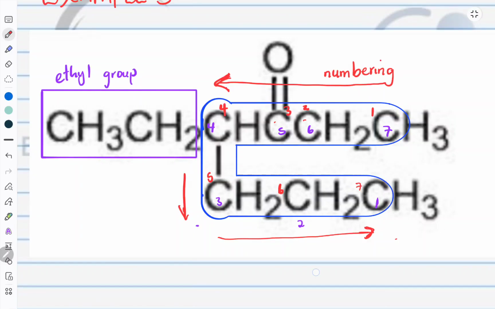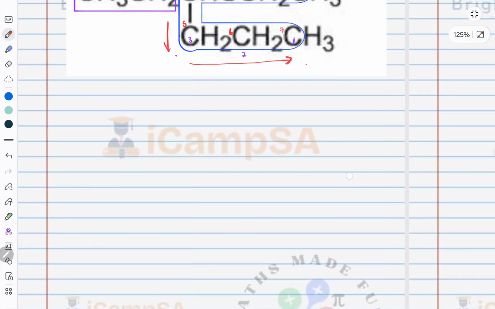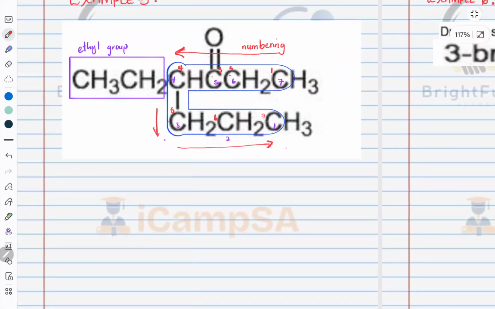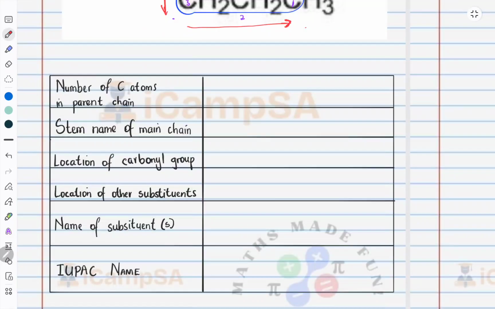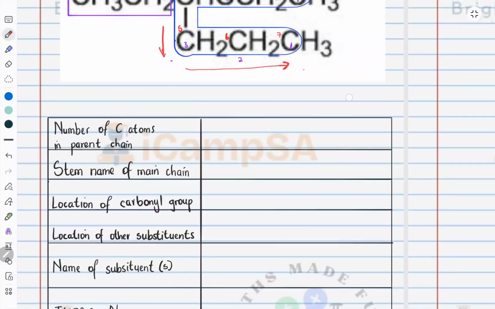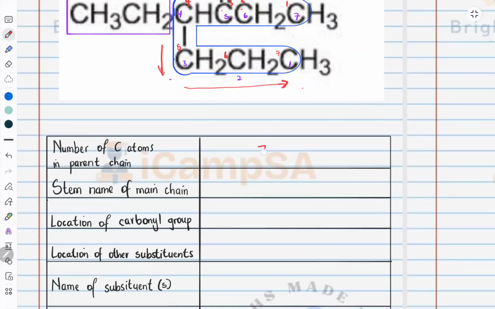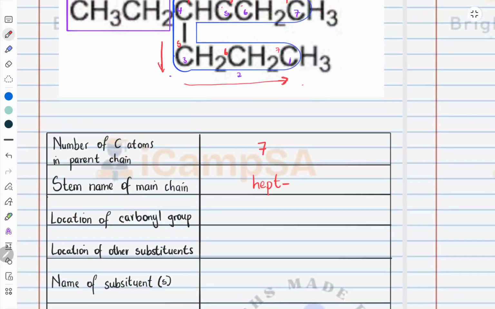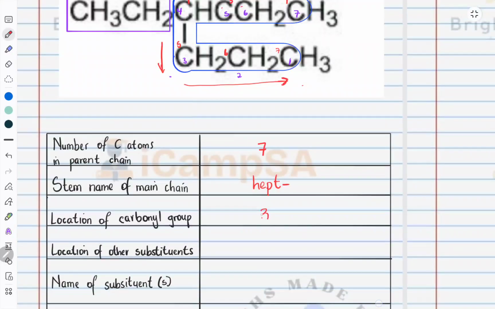Okay, so now let's go ahead and fill our table and see what IUPAC name we can make for this one. All right, how many carbon atoms are there in the parent chain? We have 7, right? As a result, what is the stem name of that parent chain? If it has 7 carbon atoms, it has to be hept. And then what is the location of the carbonyl group? We found it in carbon atom number 3.